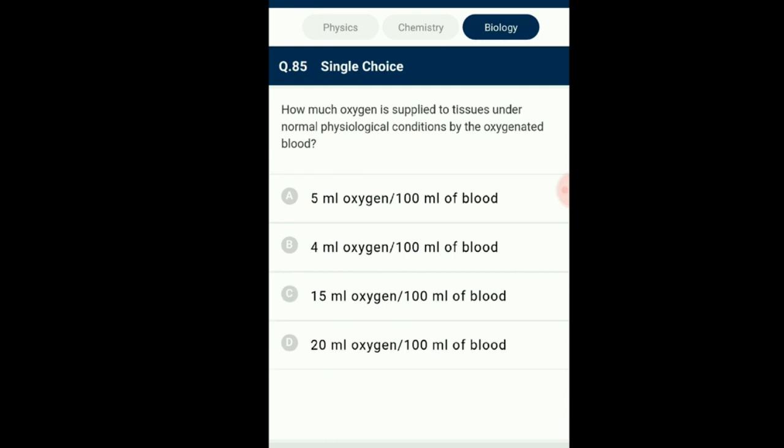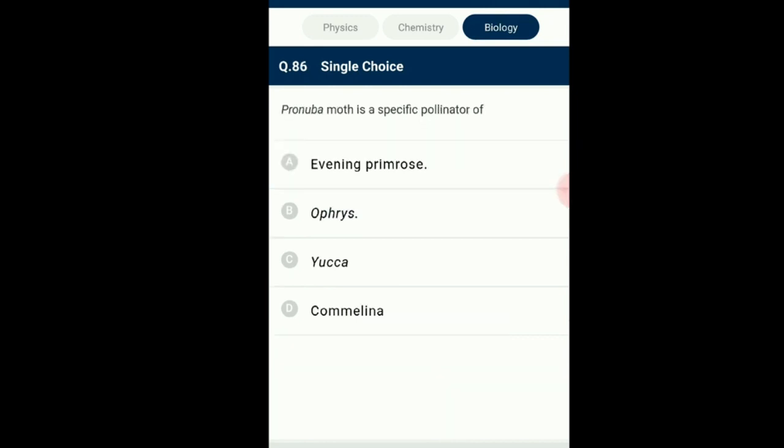Question number 85. How much oxygen is supplied to tissues under normal physiological conditions by the oxygenated blood? Tissues can utilize only 25% of the oxygen carried by the blood. Every 100 ml of oxygenated blood can deliver around 5 ml of oxygen to the tissues under normal physiological conditions. The venous blood will have approximately 15 ml oxygen per 100 ml of blood as it comes from the tissue in normal conditions. Every 100 ml of deoxygenated blood delivers approximately 4 ml of carbon dioxide to the alveoli. The answer for this question is option A, 5 ml oxygen.